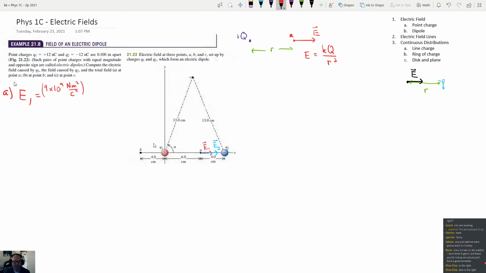We multiply by the size of the charge. Q1 is 12 nanocoulombs, so nano is times 10 to the negative 9. So we throw that in there. And then we just divide this. So from A to Q1 is 6 centimeters. We put 0.06 meters down here, and then we square it. Now, I want you to calculate what this is and type an answer in chat. And then I'm going to start writing down what E2 is. And you guys do the same thing for that one.